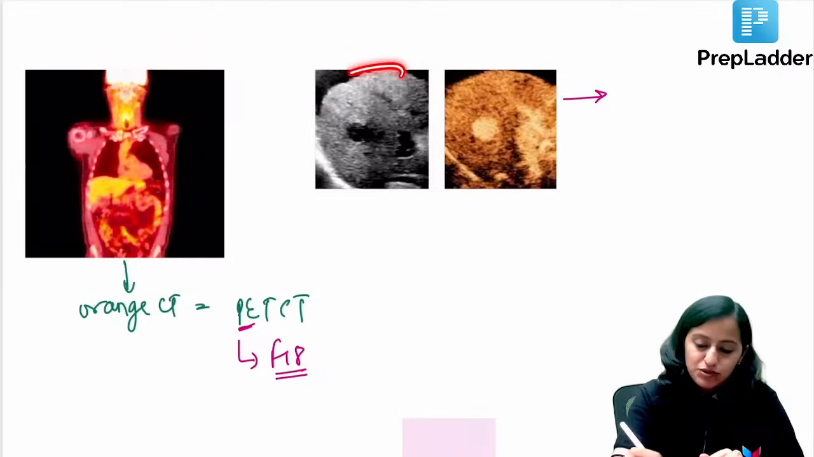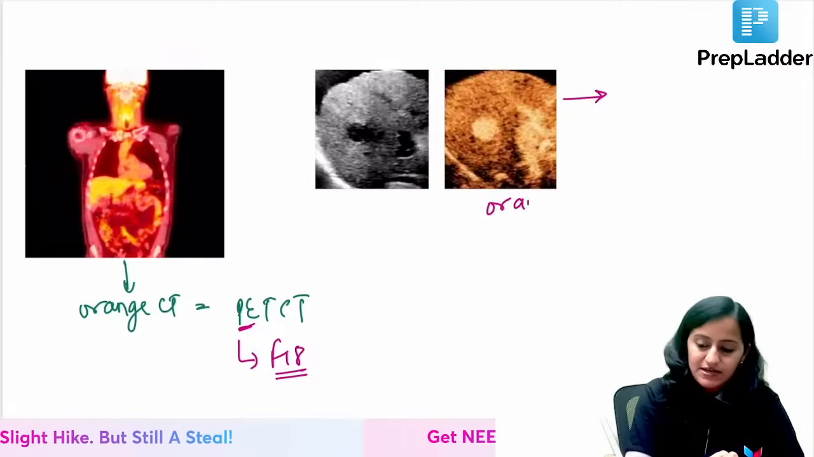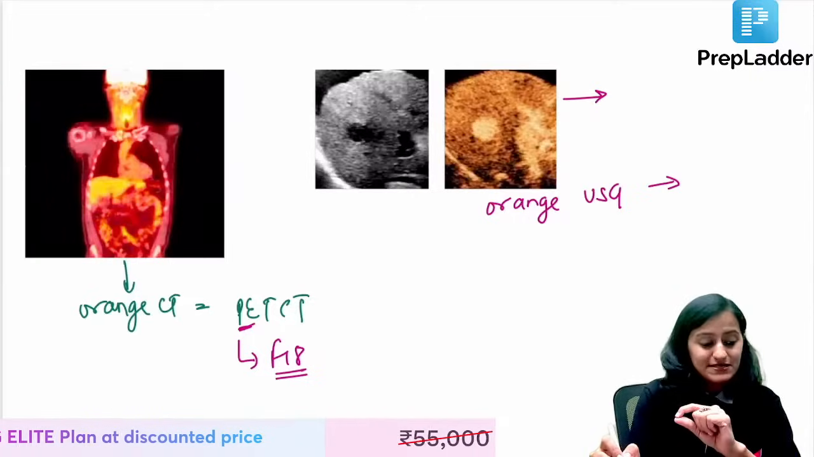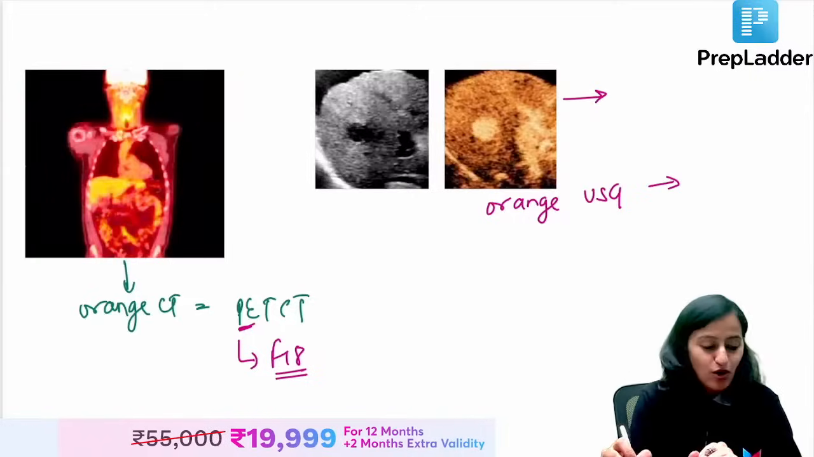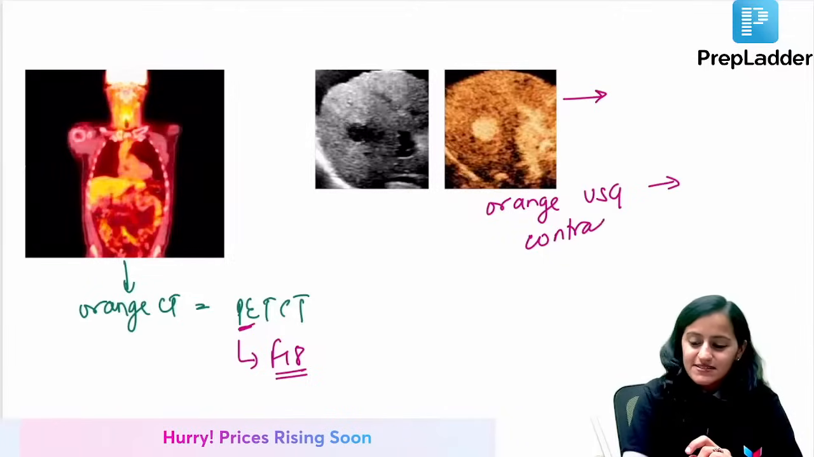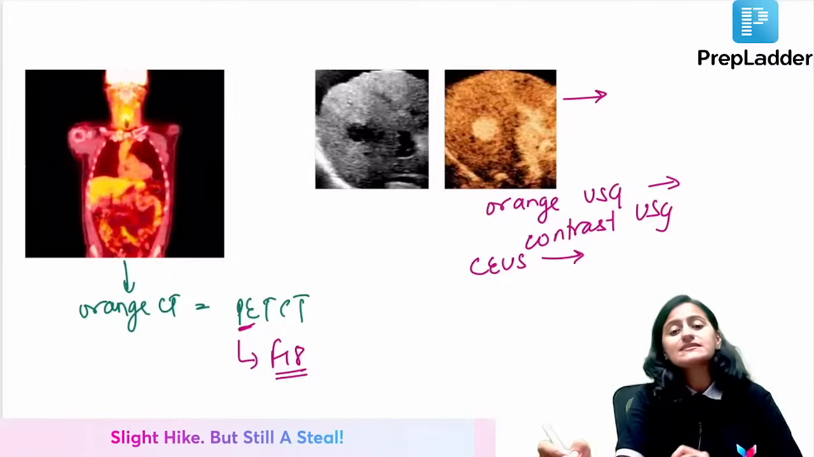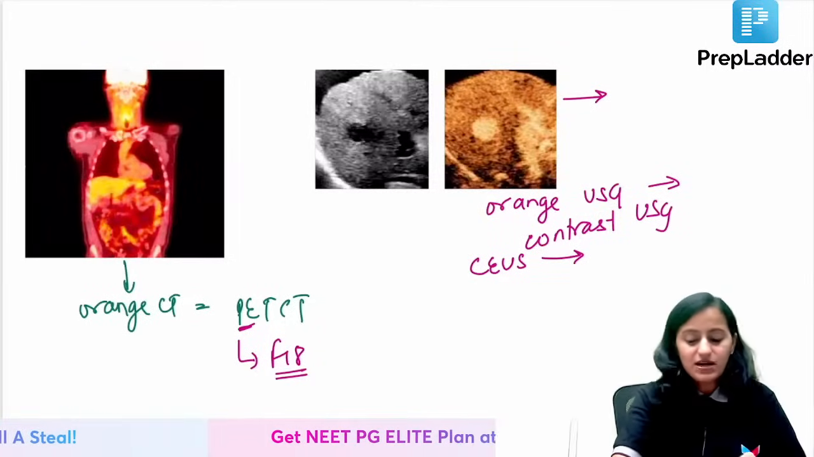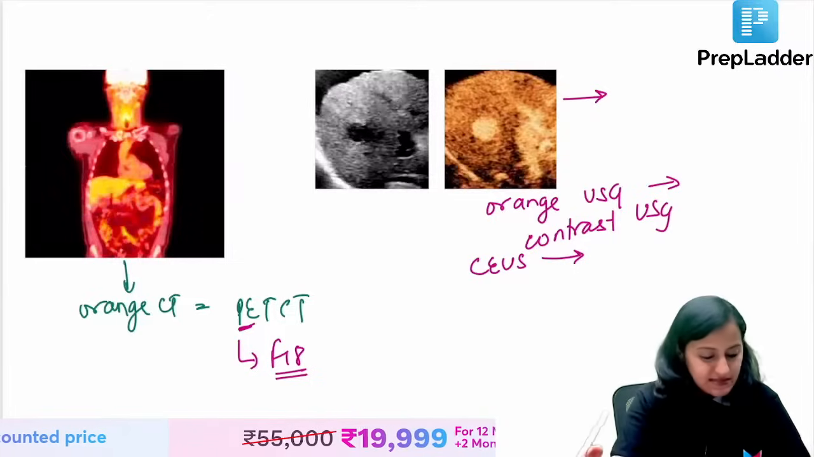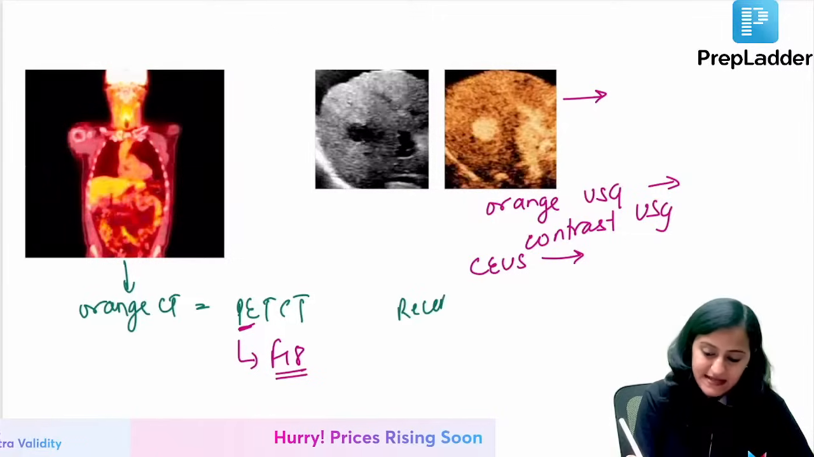Now this is the routine black and white ultrasound. Along with that, you are seeing an orange colored ultrasound image. So orange CT is PET CT. Orange USG is not PET USG. What is the orange USG? Very good. It is a contrast USG. Okay, it is a contrast enhanced ultrasound. Remember, the orange colored ultrasound is a contrast enhanced ultrasound, one of your recent INI-CET exam questions.